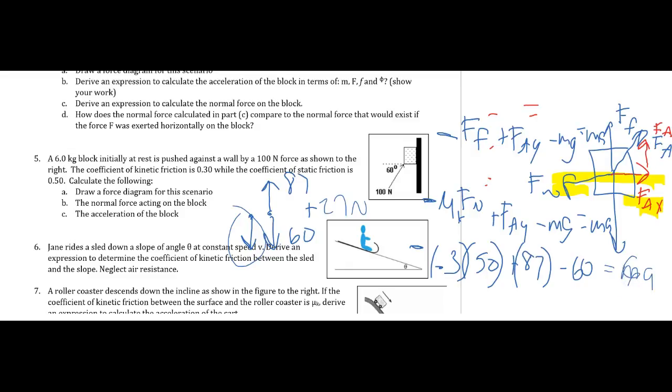So do that algebra. Let's see, so negative 0.3 times 50 plus 87 minus 60. I got 12. 12 divided by 6 equals 2 meters per second squared. On the key it's a little off because I believe, well, I know they are now, on the key they're using 9.8. So that's good there. Normal force we've already done, and acceleration we've already done, all in that problem.